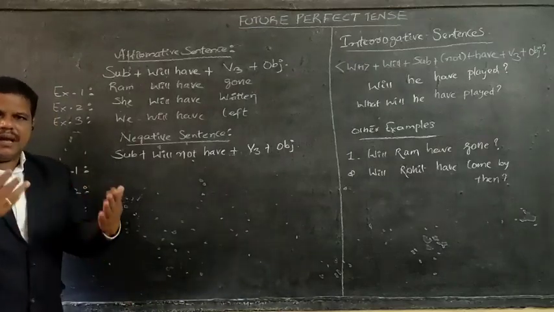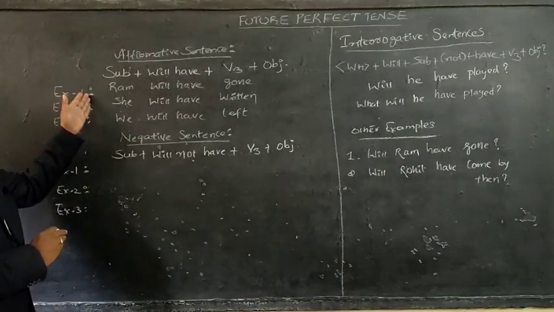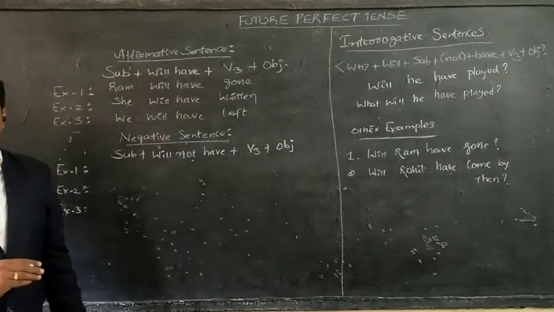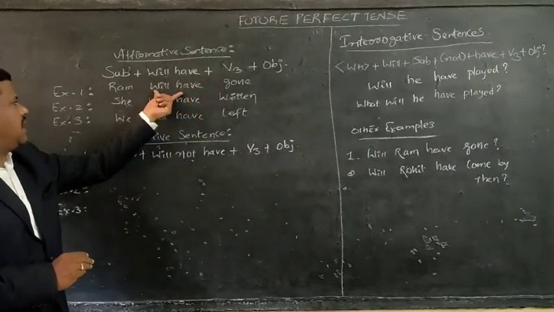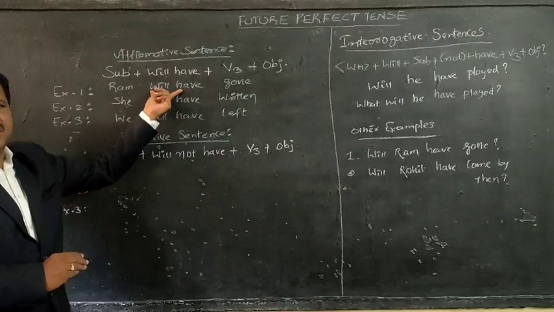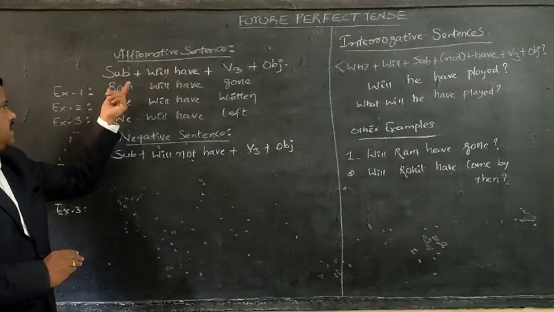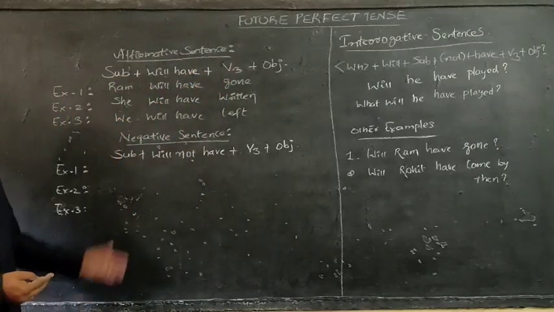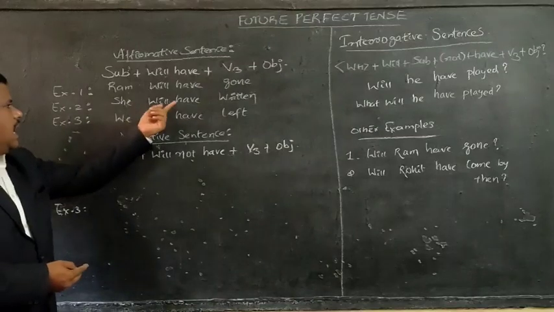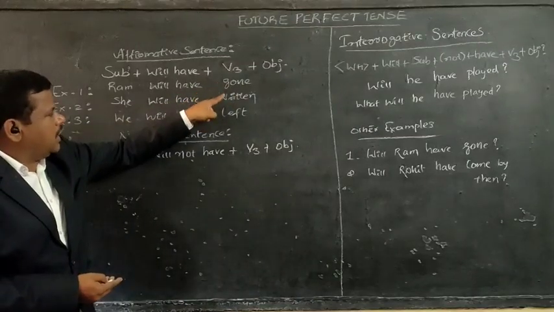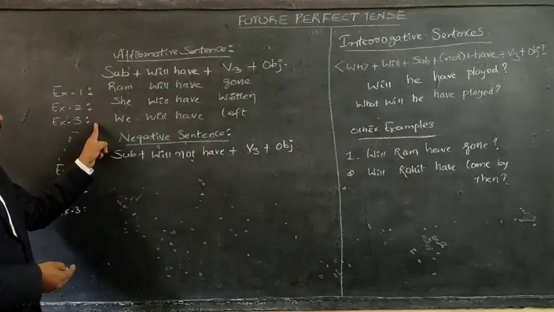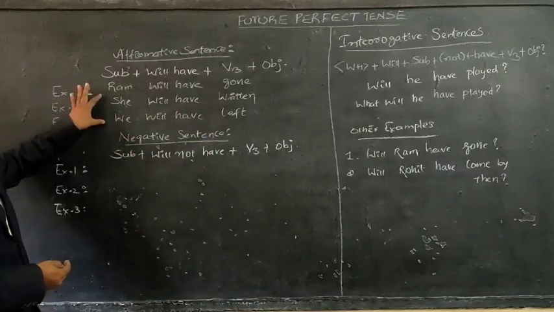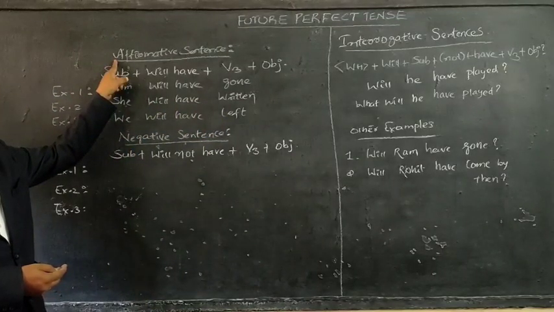Now in this case, I am writing three basic examples. Example number one, Ram will have gone. This is a simple example. Will have is the future perfect tense which we are using. Ram is the name of a person, that is the subject. Will have plus V3, and we can add an object also. Example number two, she will have returned. Here gone and returned are verb threes. Example number three, we will have left. So these are three different examples we can write with affirmative sentences.